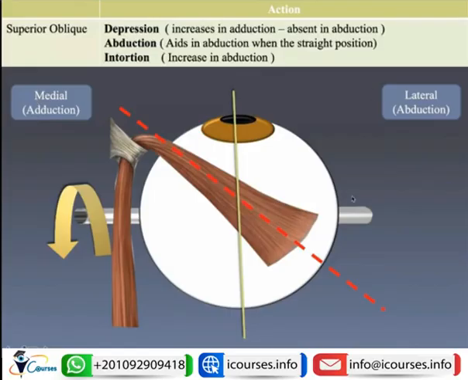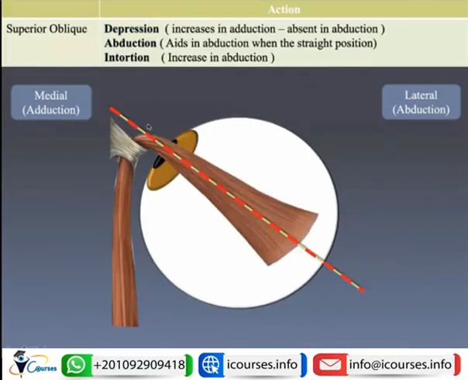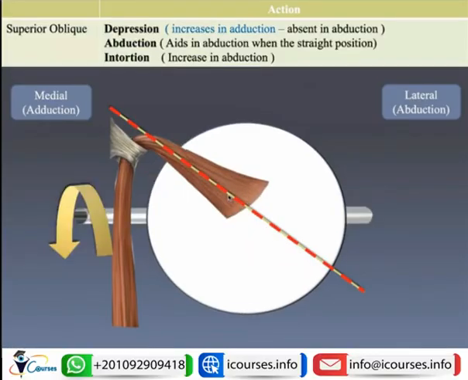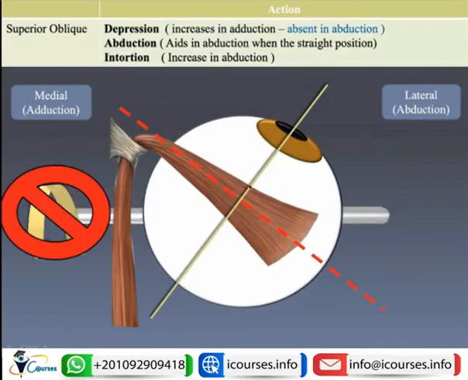Here is the medial side, and here is the lateral. If this muscle contracts, it will lead to depression of the globe. This depression will increase in adduction, because the muscle axis will be the same as the optical axis, or the axis of the globe. While in abduction, there will be absent action. The depression will not work in abduction because the muscle axis will be perpendicular to the optical axis.